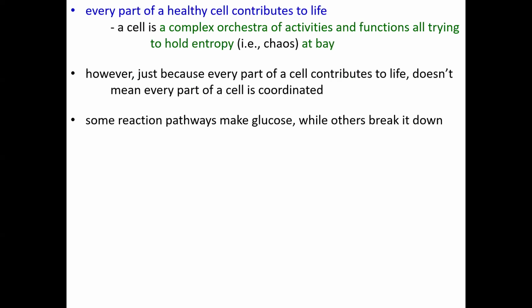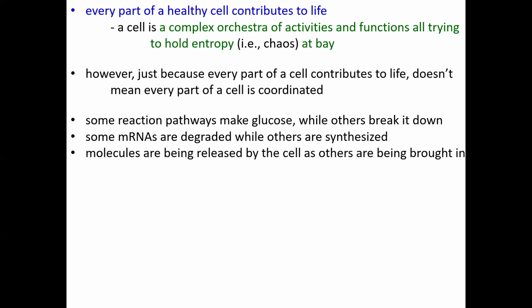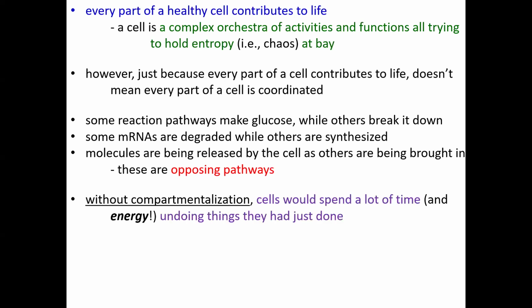Some reaction pathways are for making glucose, like gluconeogenesis. Others break glucose down, such as glycolysis. mRNAs are degraded in some portions of the cell, but they're synthesized, of course, in transcription in the nucleus. Molecules are being released by the cell as other molecules are being brought into the cell. All of these are examples of opposing pathways. And if these opposing pathways were allowed to happen all in the same place, cells would spend a lot of time and a lot of energy simply undoing what they've just done and doing what they've just undone.